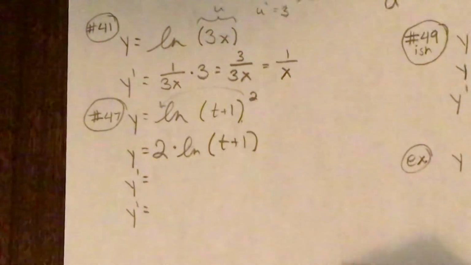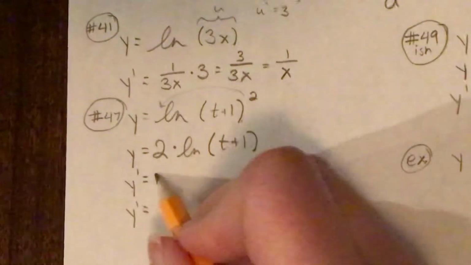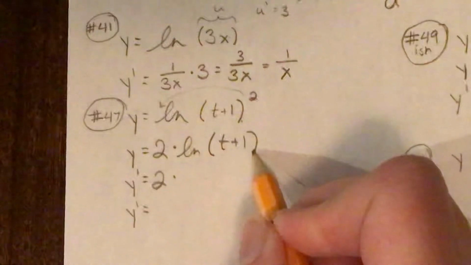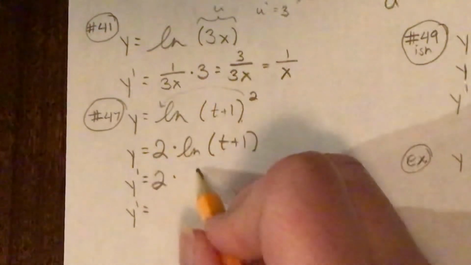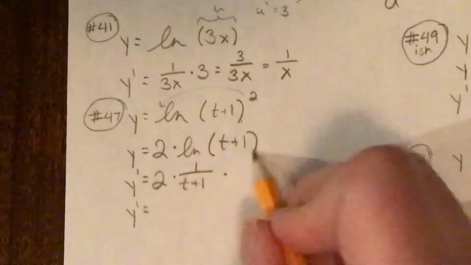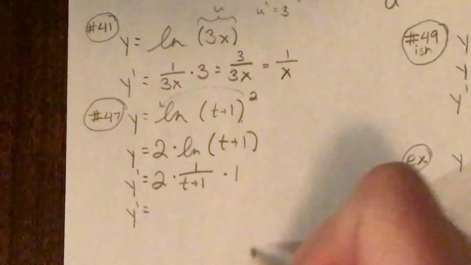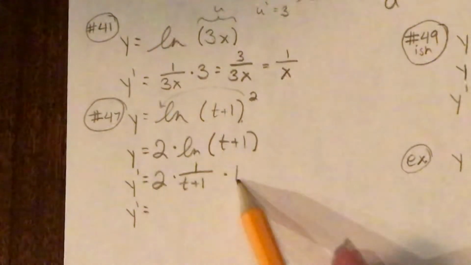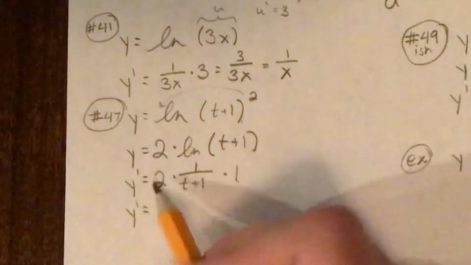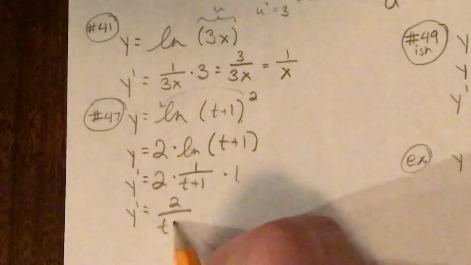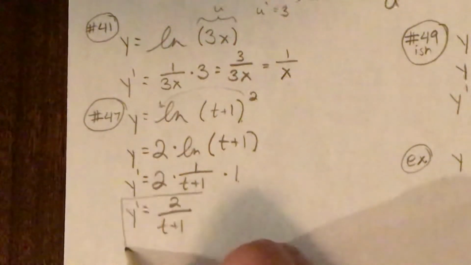And now we can take our derivative. So I'm going to just bring that 2 down. Natural log, we're going to take the derivative, and t plus 1 is u, so that's going to be 1 over t plus 1 times the derivative of t plus 1, which is 1. And then we can do a little bit of cleanup. 2 and 1 are just normal numbers, so they'll get multiplied times our numerator. 2 times 1 is 2. And on bottom, t plus 1 sticks around. And we are done with that one.